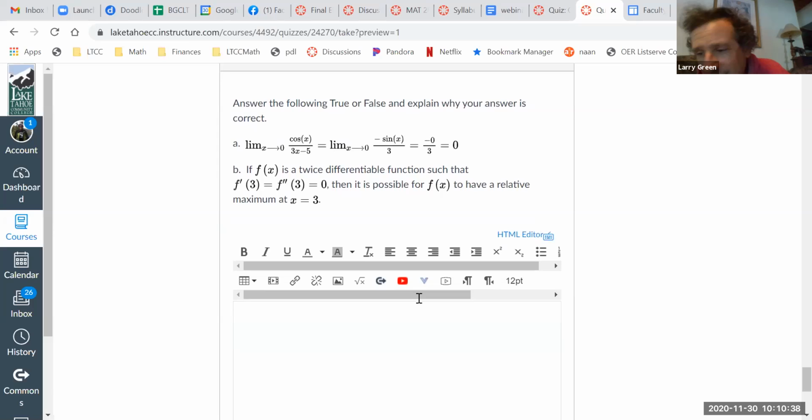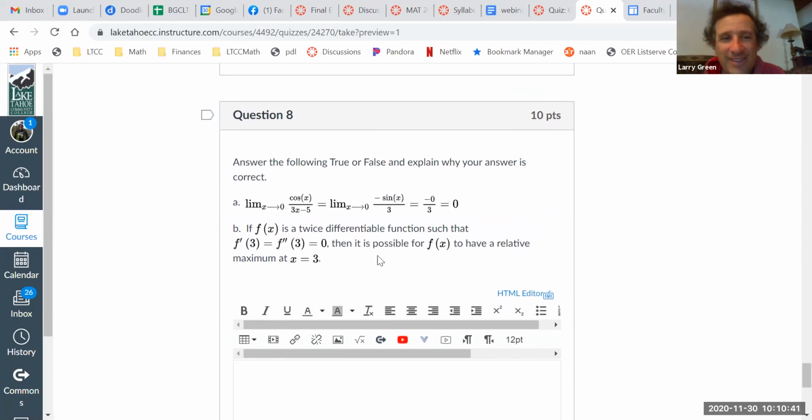Okay, last question, which is good because we're running out of time. Okay, answer the following true or false. Part A, limit as x goes to 0 of cosine x over 3x minus 5 is equal to the limit as x goes to 0 of negative sine of x over 3 equals negative 0 over 3 equals 0. True or false? And how come?